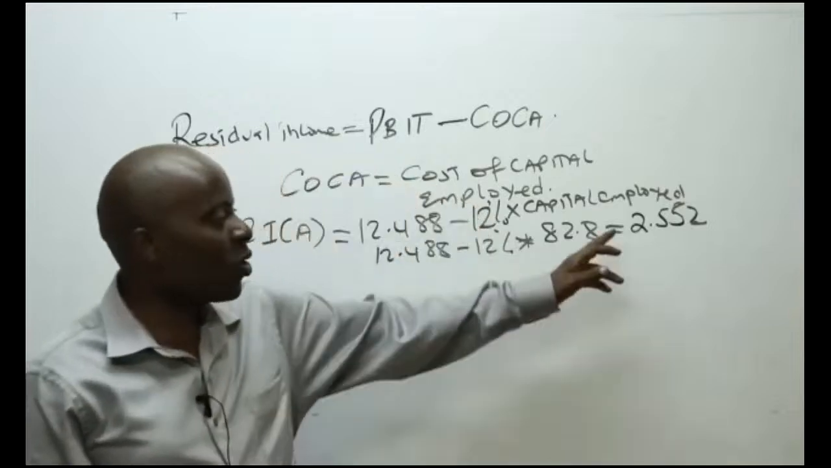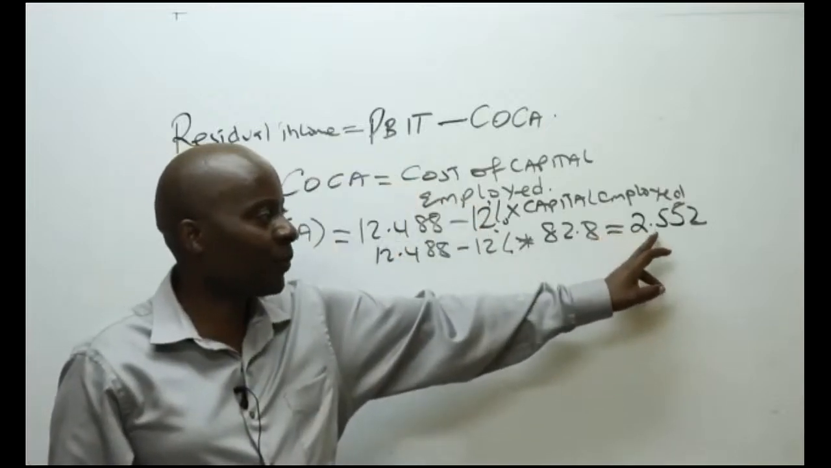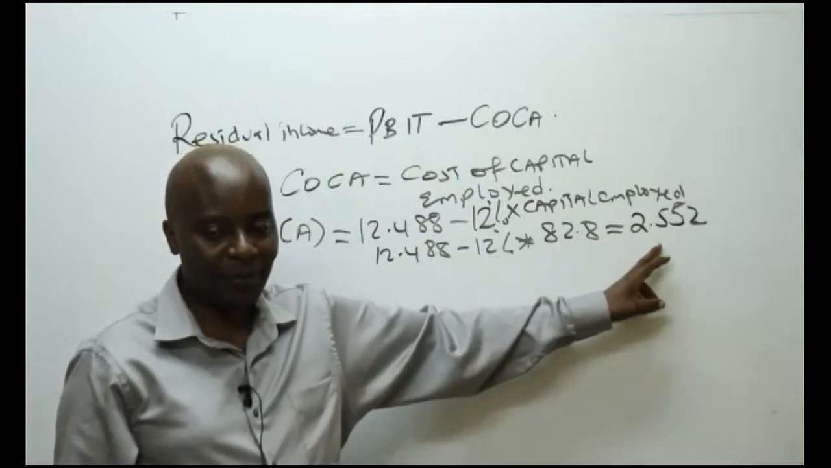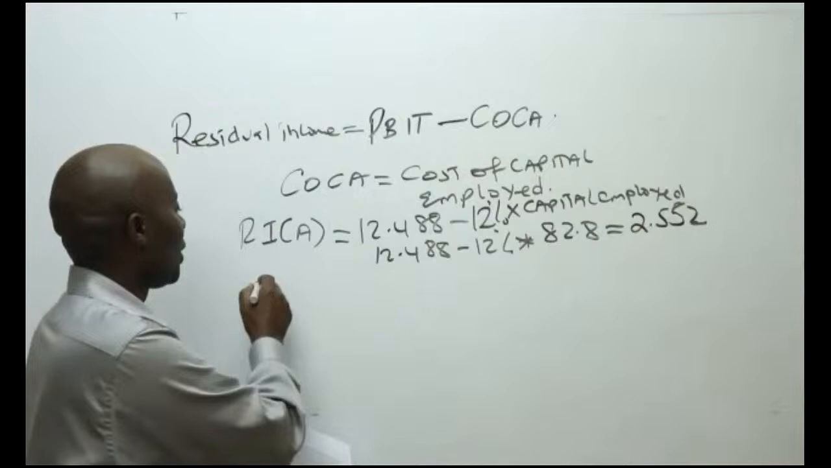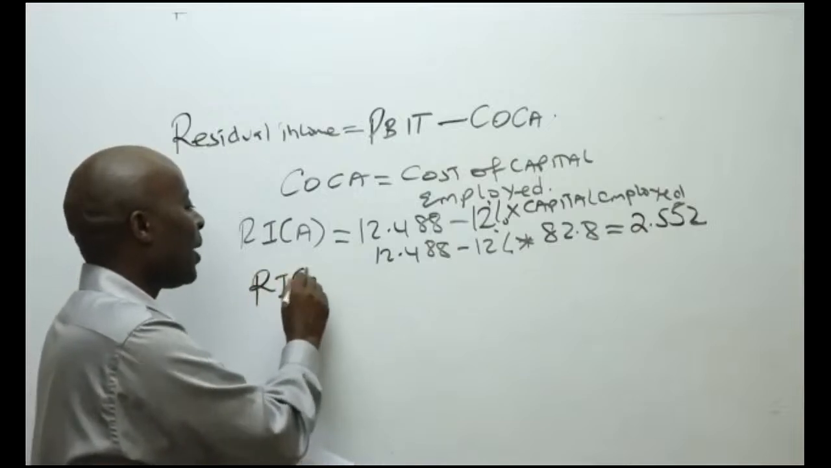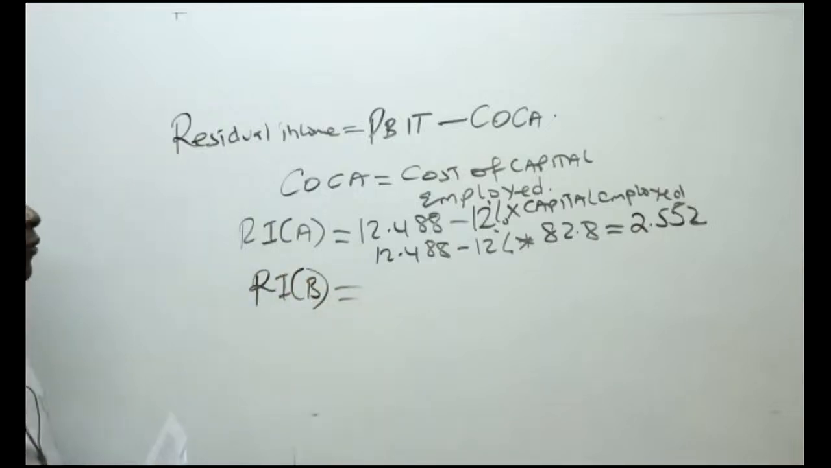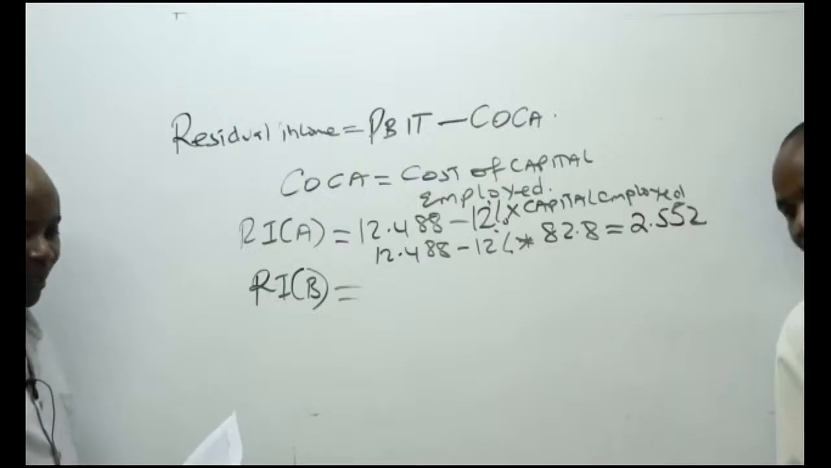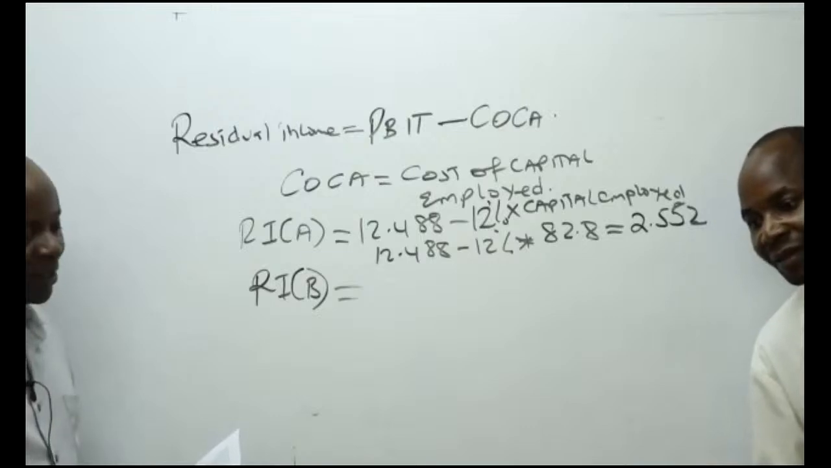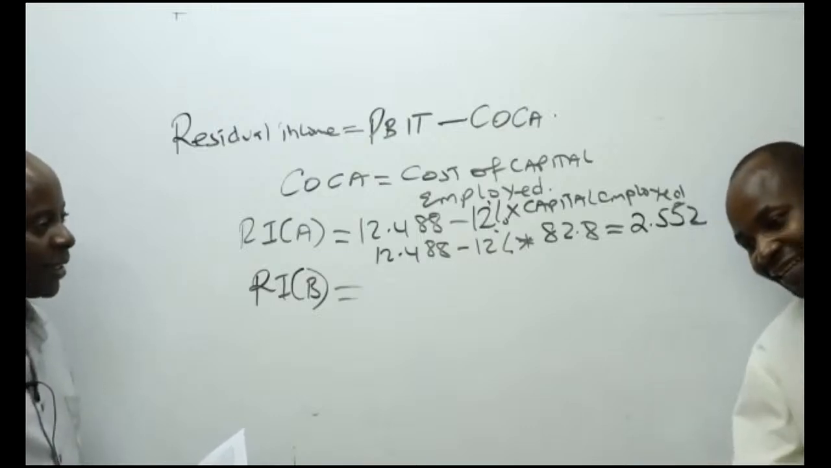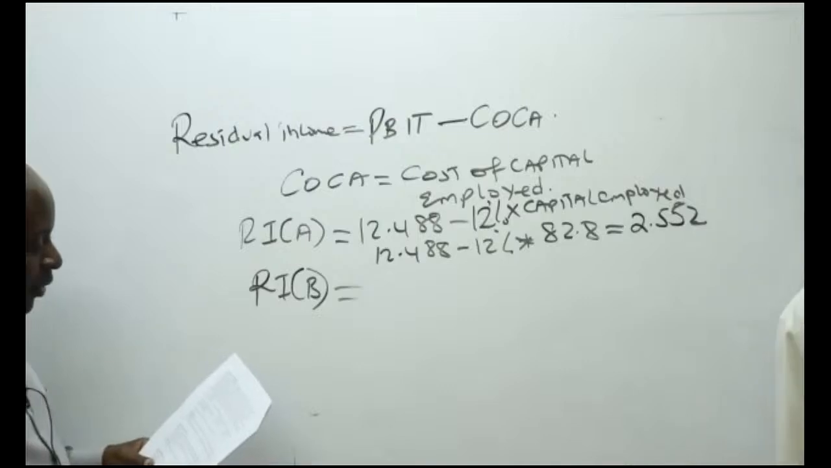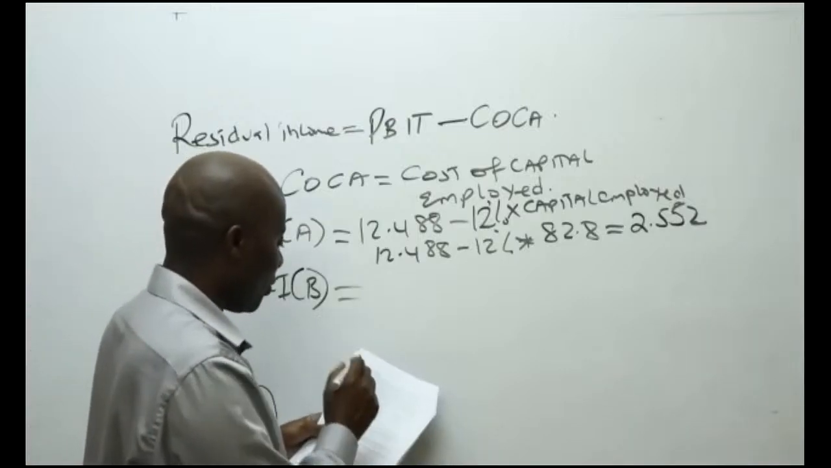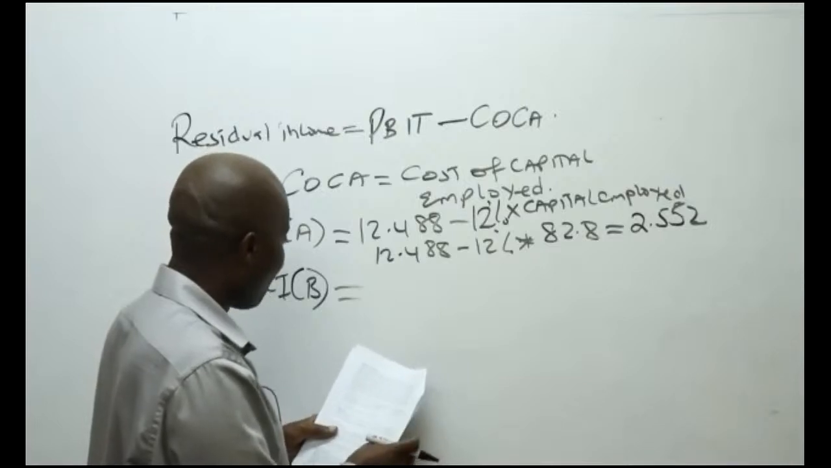So is this figure correct, my great students? 2.552? Thank you very much. How about residual income for company B? What do we have over here? Residual income for company B, this will be equal to, ladies and gentlemen, residual income for company B.